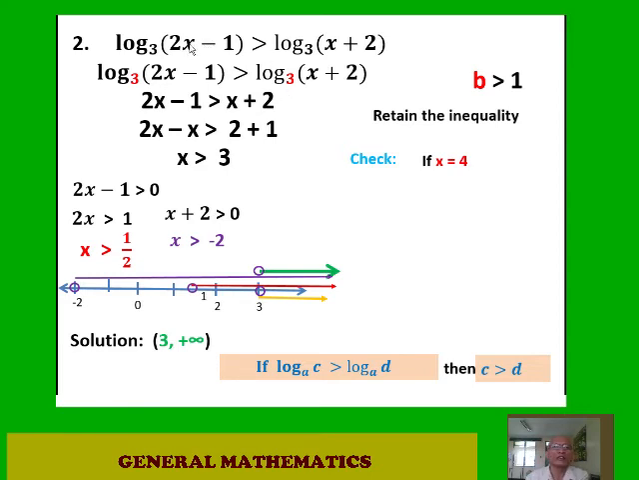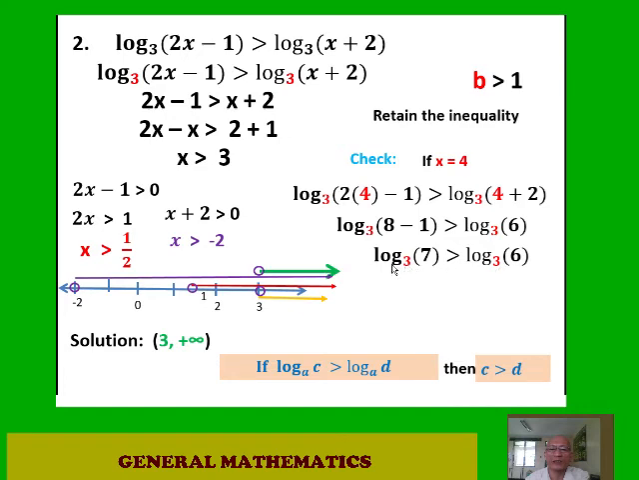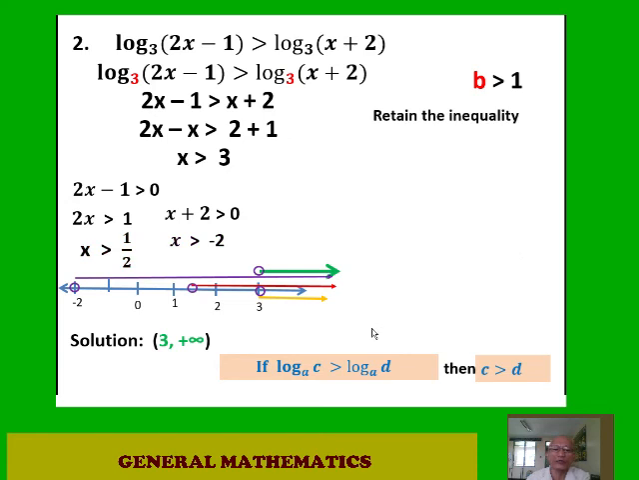So we will substitute 4 to check if it satisfies the inequality. So substitute x with 4 here, replace with 4, then simplify. 8 minus 1 is 7. Then the base is 3, greater than 1. We can eliminate log. Then 7 greater than 6, which is true.